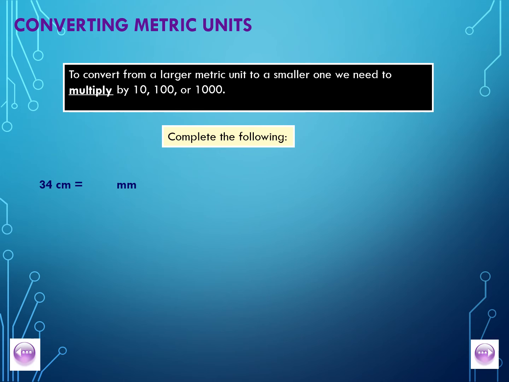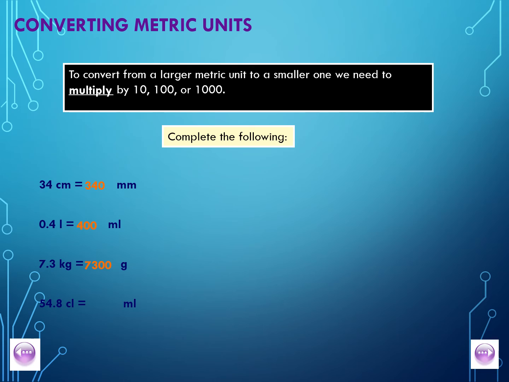34 centimeters equals how many millimeters? 340 millimeters. Brilliant. Next one. 0.4 liters equals how many milliliters? If you got the answer right, 400 milliliters. Well done. Next one. 7.3 kilograms equals how many grams? Good, if you actually said 7,300.